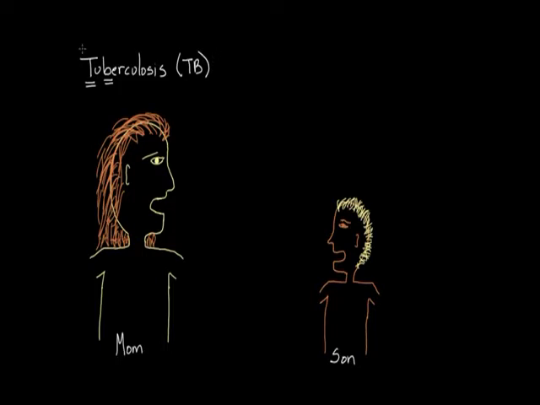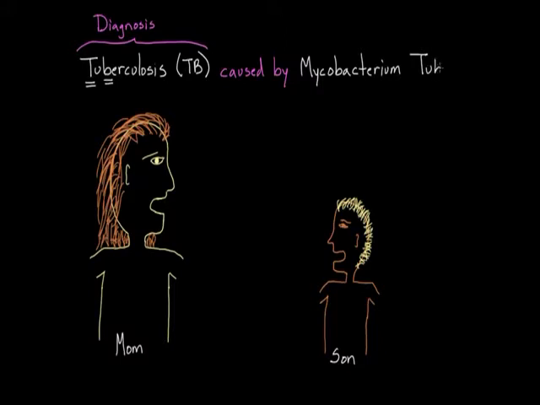Now, this is actually a diagnosis, right? This is a description of her illness. This is telling us what she actually has, what she's sick with. But we have to remember that tuberculosis is actually caused by an organism. It's caused by a bacteria, it turns out. And this bacteria has the name Mycobacterium tuberculosis. So this is a very easy one to remember because tuberculosis is right here in the name.